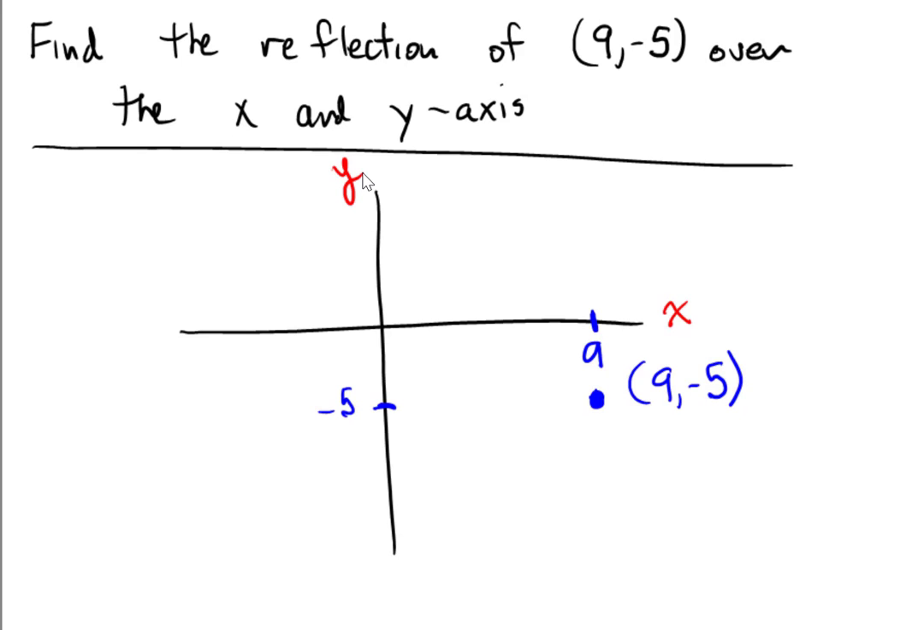So if we want to figure out what the coordinates are after a reflection, let's first take this blue point and reflect it over the x-axis, which would move it up here into what we call quadrant 1. Notice that the point has exactly the same x-coordinate, which is 9, but its y-coordinate has changed: instead of going downward, it's now going upward. So the reflection over the x-axis would yield (9, 5).